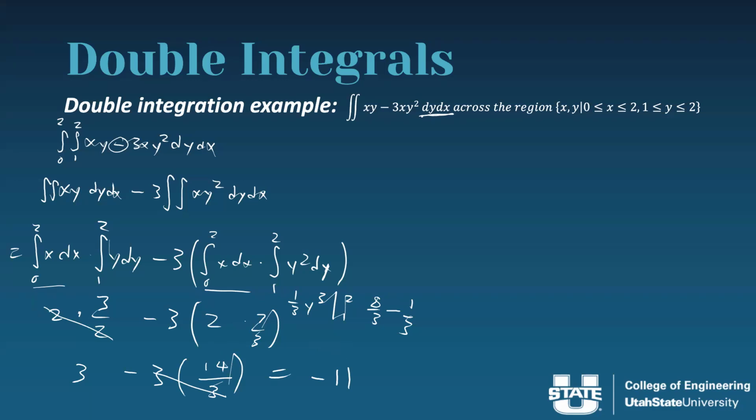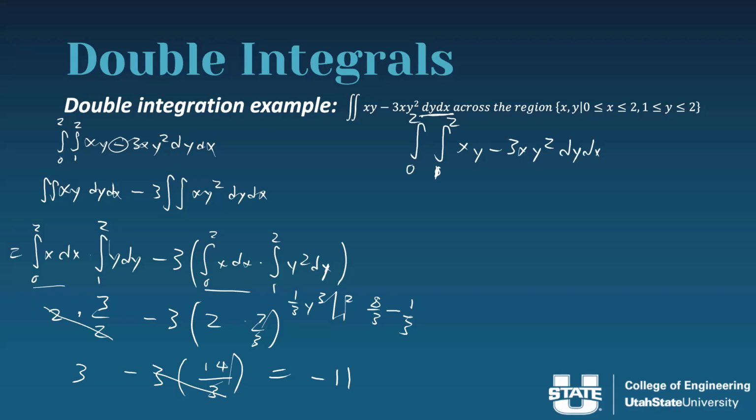Let's solve it another way. We'll avoid breaking it up and just solve it straight up. We'll see who's right. Bounds 0 to 1, 1 to 2. The integral from 0 to 2 of xy minus 3xy squared dy dx.